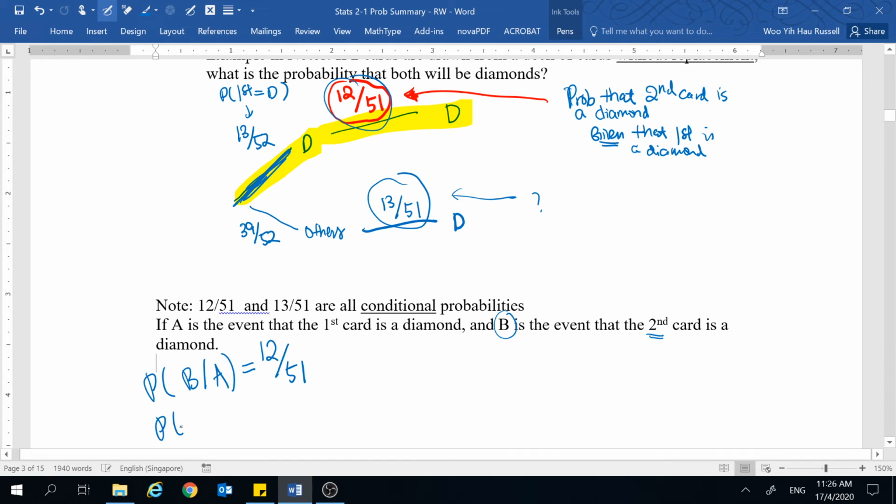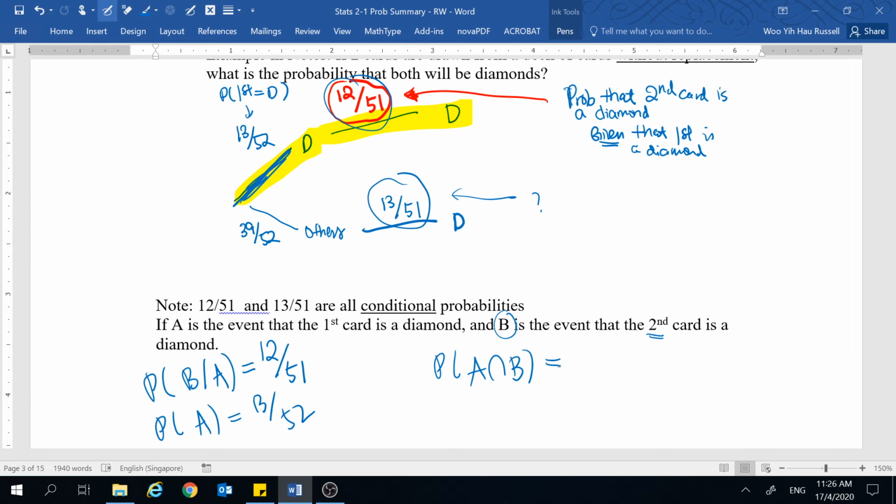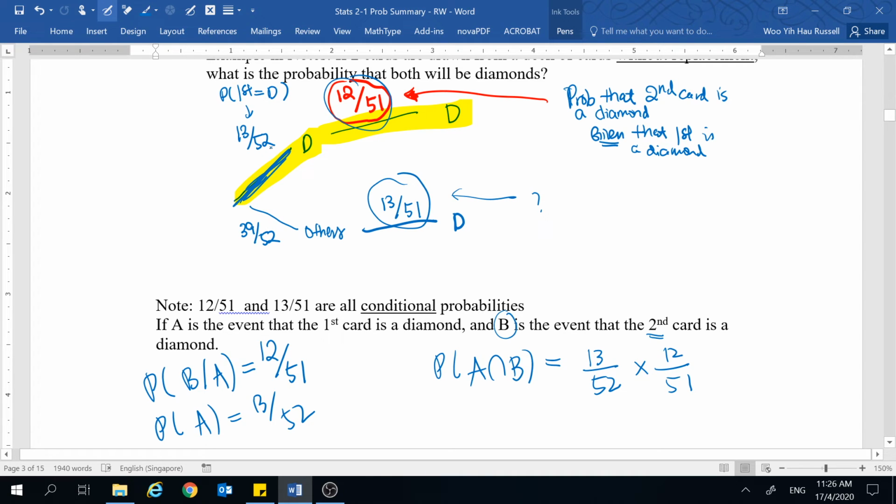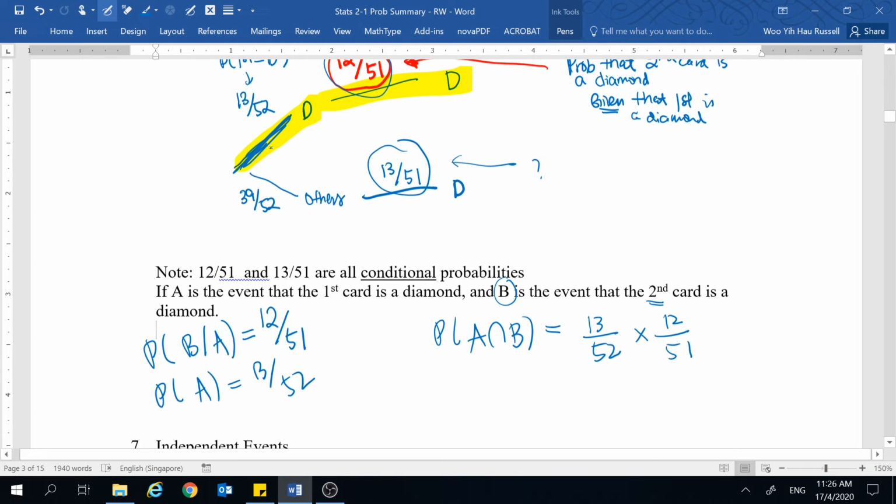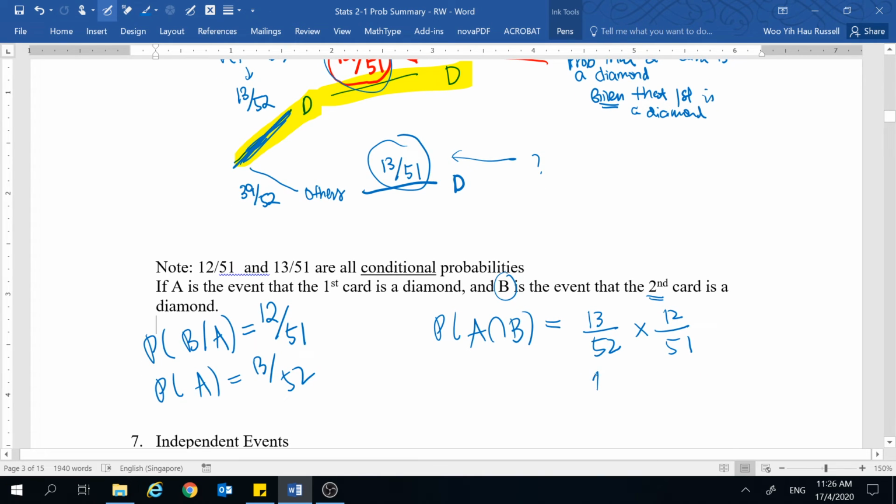And we can also safely write down probability A is 13 over 52. There's no question. First one diamond is definitely 13 over 52. Then what about probability A intersect B? Intersect means they both happen. That means A, the first is a diamond, and second is a diamond. It is actually 13 over 52 times 12 over 51. I think this one is a branch of multiplication principle. More importantly, we can observe that this is probability A, and this is probability B given A.